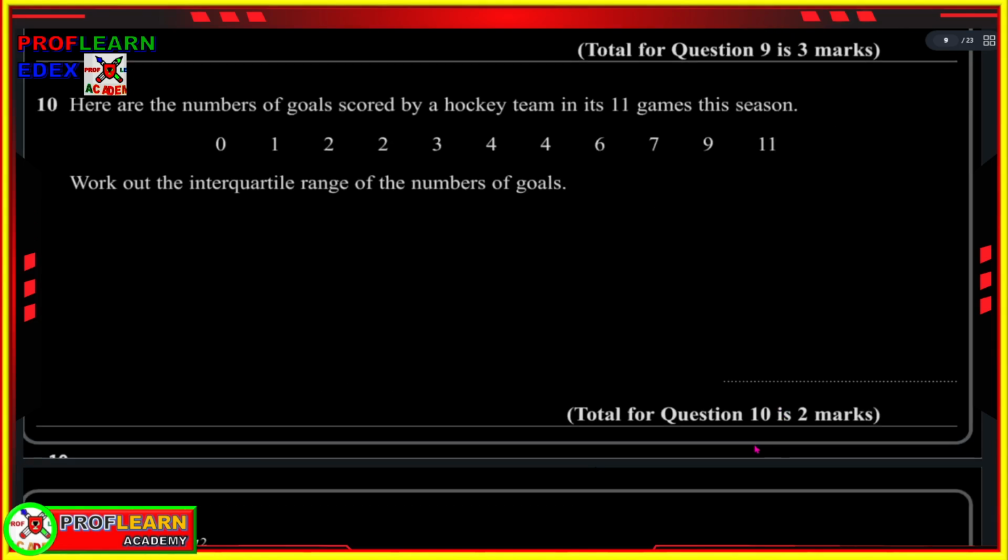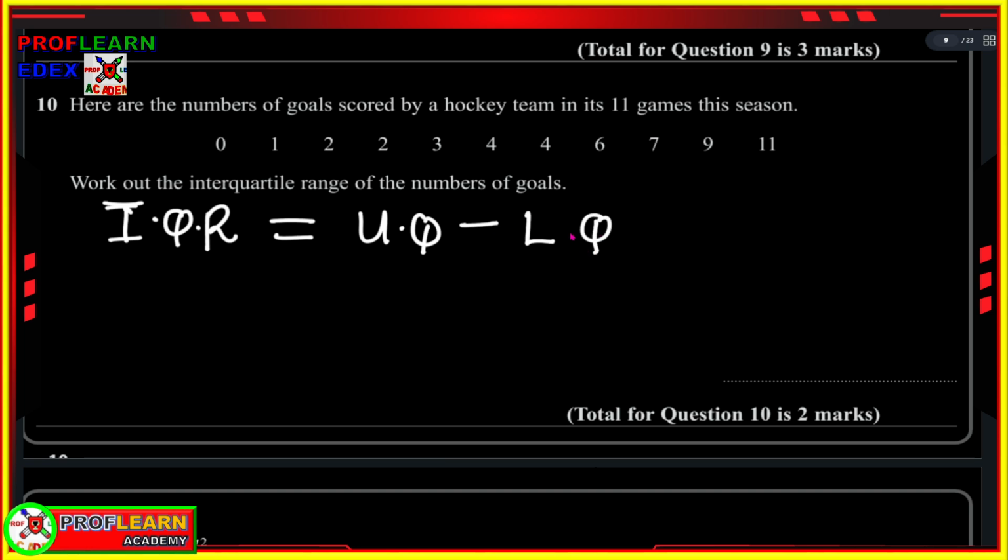Number 10 is talking about number of goals scored by a hockey team in 11 games. Work out the interquartile range. So the first thing we need to do is to remember that interquartile range is equal to upper quartile minus lower quartile. That is the formula for interquartile range.